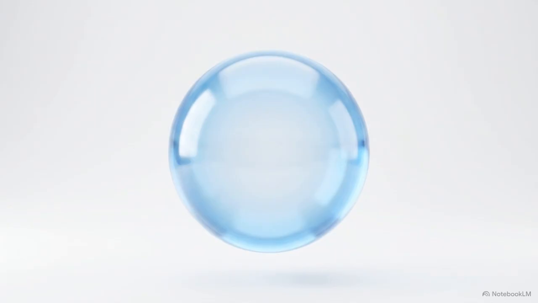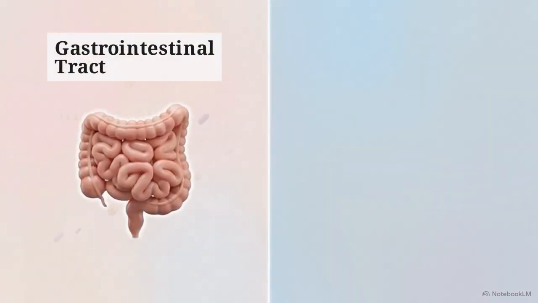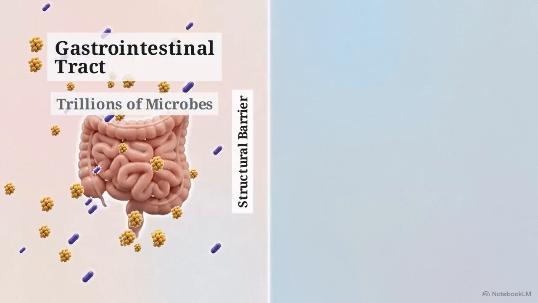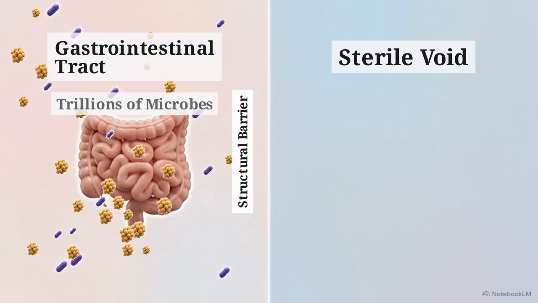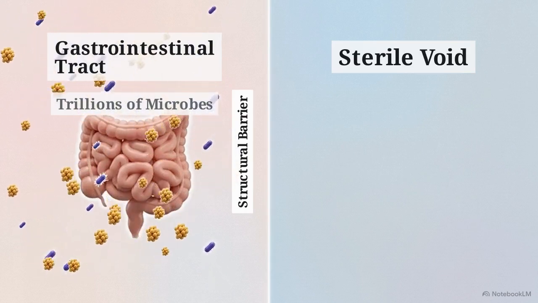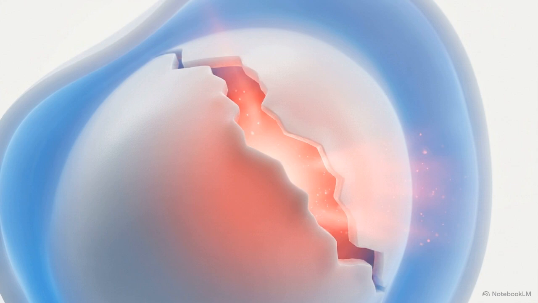It is a sealed environment, naturally devoid of any bacteria, fungi, or external microorganisms. Millimeters away lies the gastrointestinal tract, which holds trillions of microbes. Abdominal health relies on keeping the structural barrier between that densely populated gut and this sterile void completely intact. When that barrier fails, the resulting acute inflammation of this normally sterile space is called peritonitis.